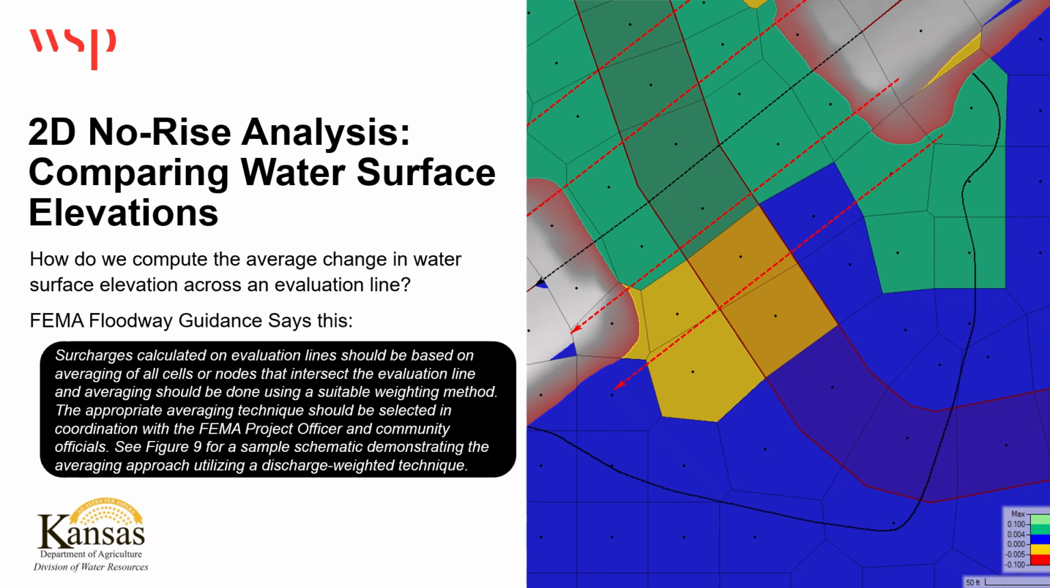FEMA floodway guidance says that surcharges calculated on evaluation lines should be based on averaging of all cells or nodes that intersect the evaluation line, and averaging should be done using a suitable weighting method. The appropriate averaging technique should be selected in coordination with the FEMA project officer and community officials. See Figure 9 for a sample schematic demonstrating the averaging approach utilizing a discharge weighting technique.